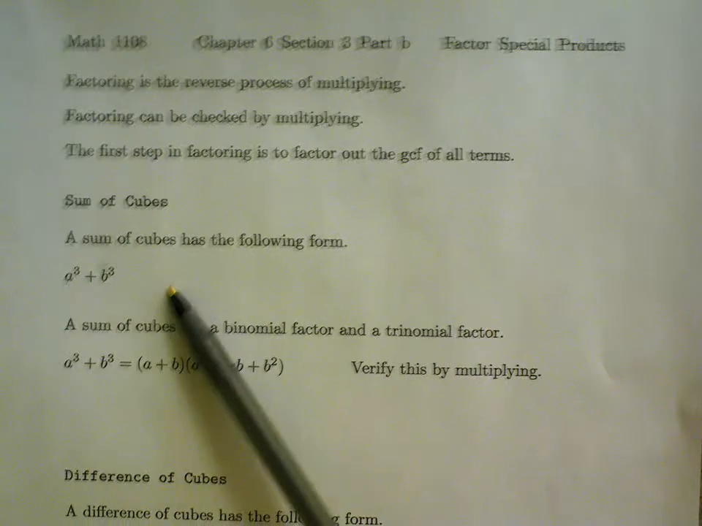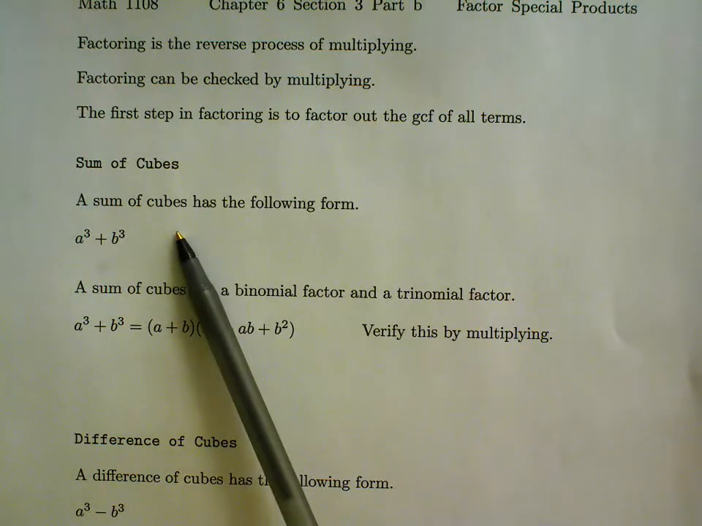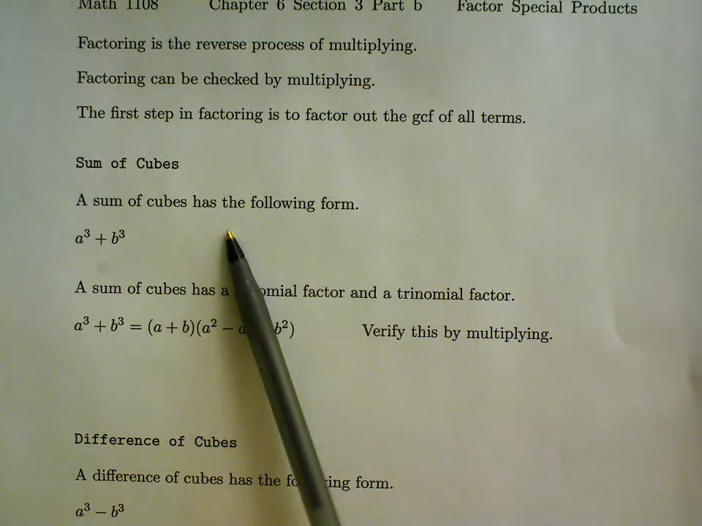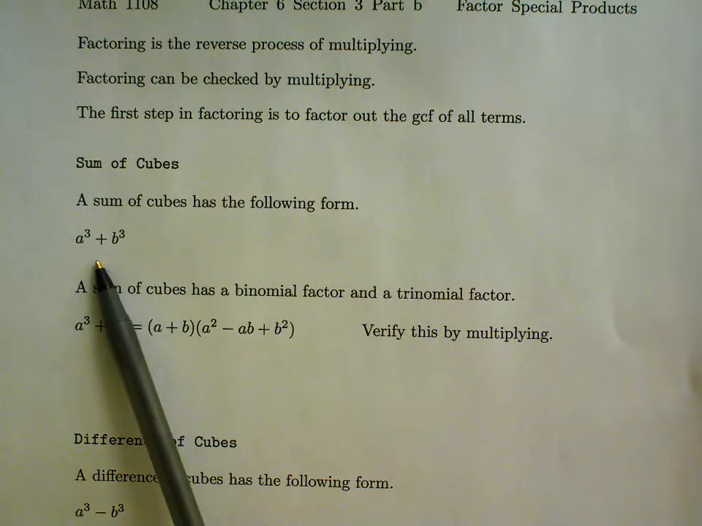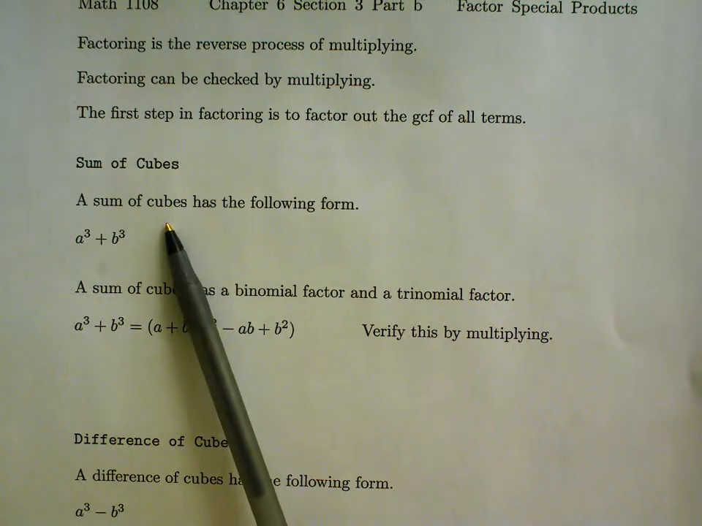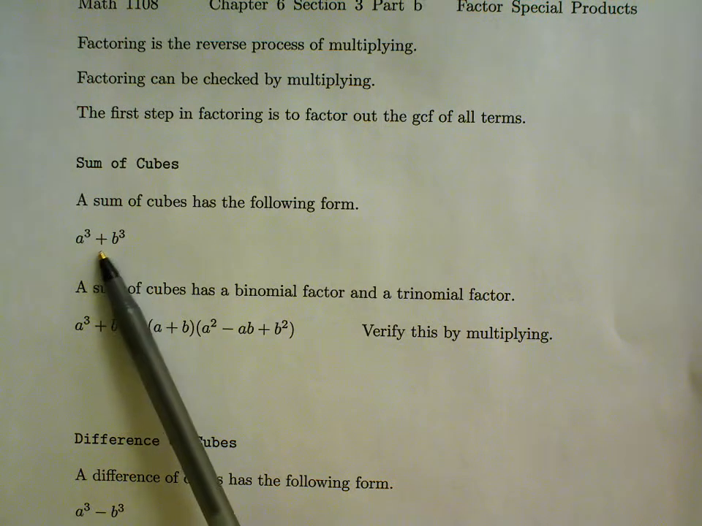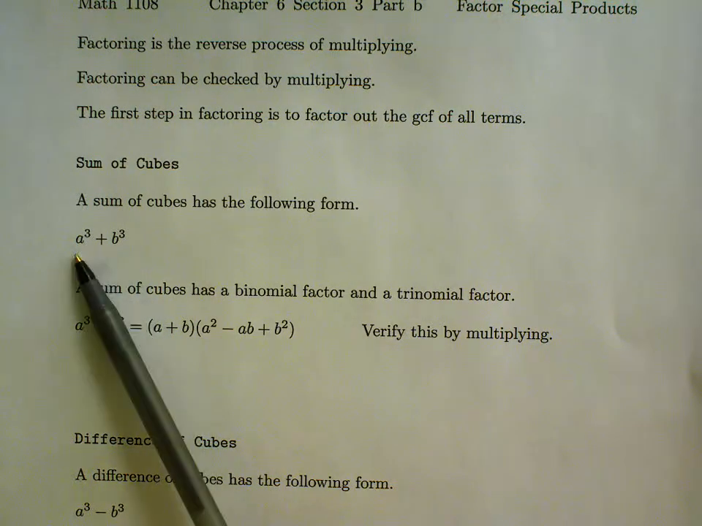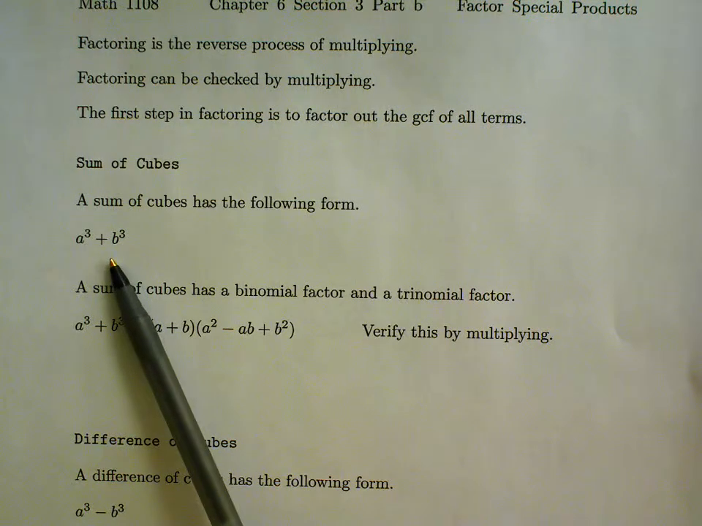Okay, the next special product is called a sum of cubes. The sum of cubes has the following form: a to the third plus b to the third. So the term cube, you're probably familiar with that. If you cube something, you raise it to the third power. So a sum of cubes means you're adding two things that are raised to the third power.